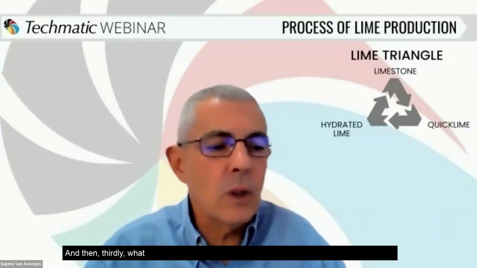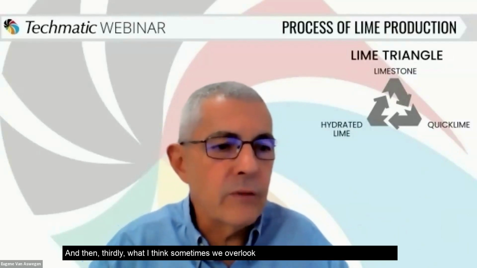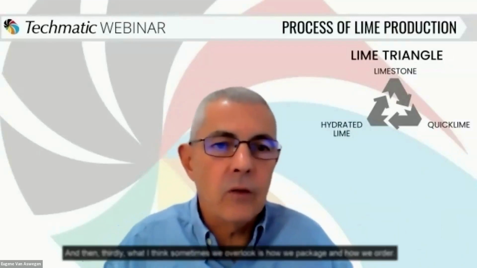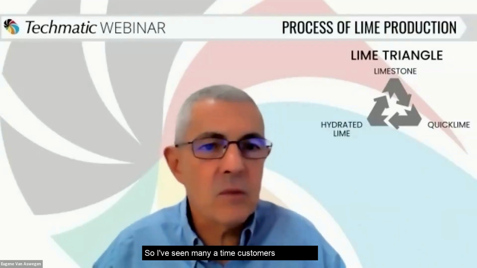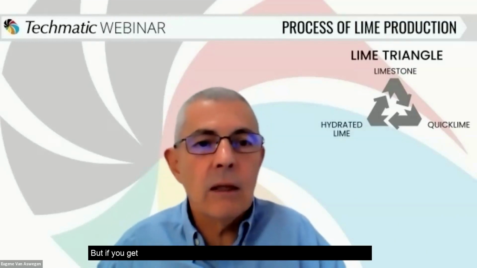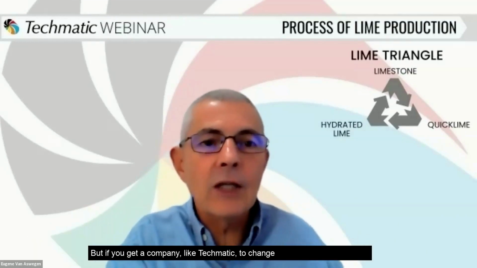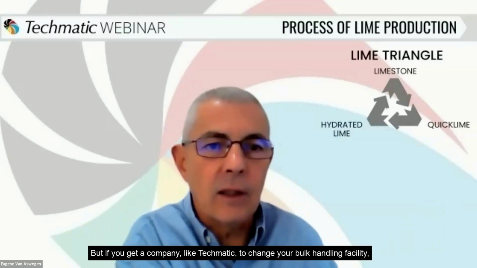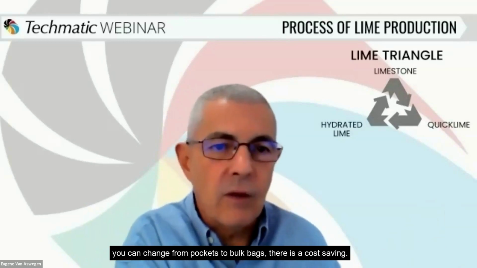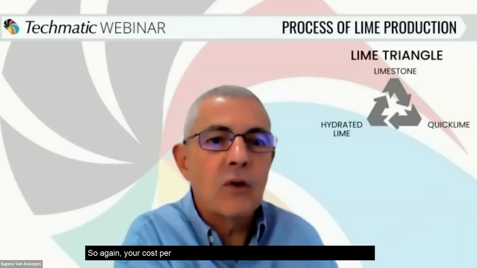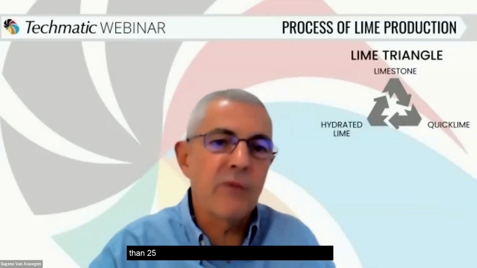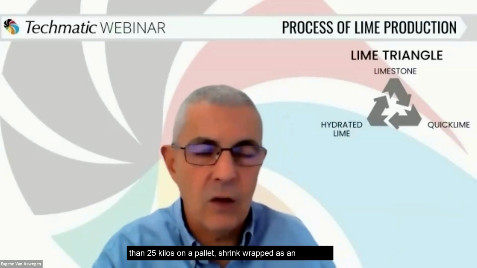And then thirdly, what I think sometimes we overlook is how we package and how we order. So I've seen many a time customers say, well, I've been ordering 25 kilo bags. I said, but if you get a company like Techmatic to change your bulk handling facility, and you can change from pockets to bulk bags, there is a cost saving. So again, your cost per ton comes down because bulk bags tend to be cheaper than 25 kilos on a pallet shrink wrap, as an example.